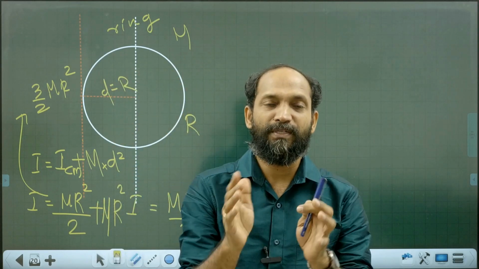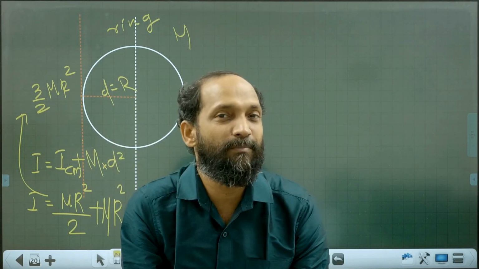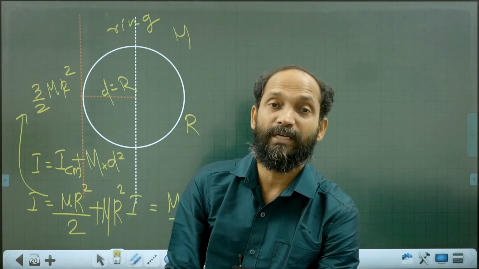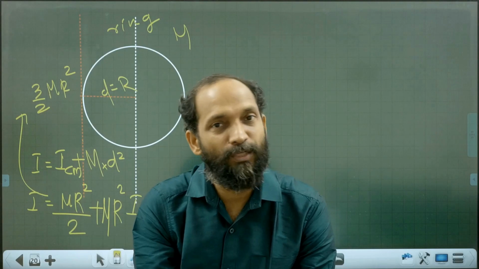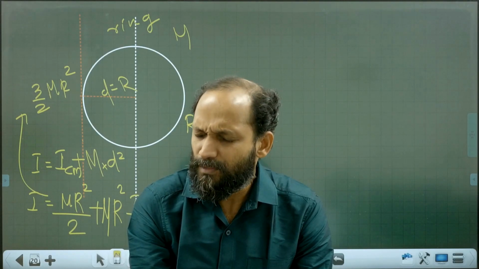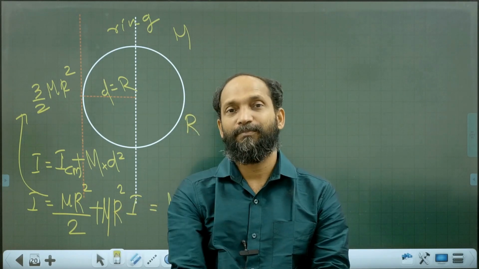For a solid sphere, the moment of inertia about the center of mass is 2/5 mr², and about a tangential axis it is 7/5 mr². For a hollow sphere, about the center of mass it is 2/3 mr², and about a tangential axis it is 2/3 + 1, which is 5/3 mr². Like this. The moment of inertia of a thin uniform rod about its center is ml²/12, and about one end, ml²/3.